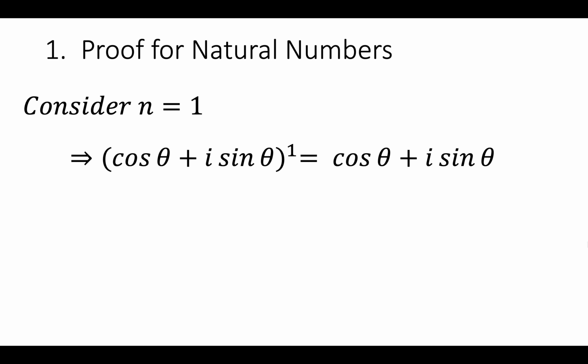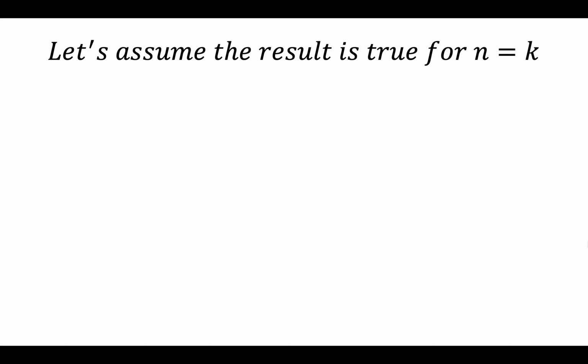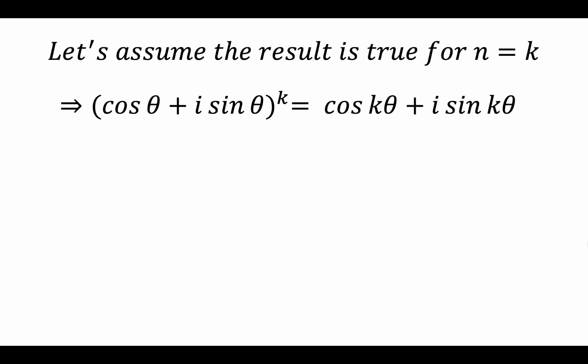So first, the proof for natural numbers, we are going to use a proof by induction. So consider n equals 1. Cos theta plus i sine theta to the 1 is just equal to cos of theta plus i sine of theta. And theta is equal to 1 times theta. Therefore, the result is true for n equals 1. Now, let's assume that the result is true for n equals k. That is, that cos of theta plus i sine theta to the k is equal to cos of k theta plus i sine of k theta.